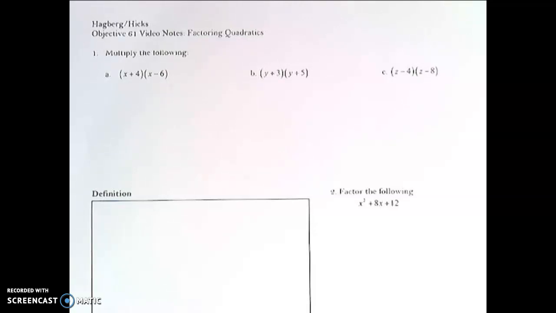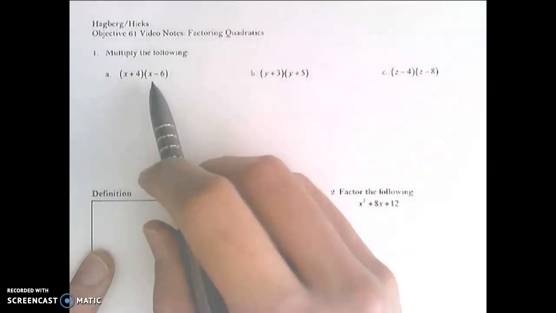Alright, today we're looking at Objective 61, which is factoring quadratics. So we're continuing our journey into factoring. Let's start off with some review. Here we've got a binomial times a binomial.